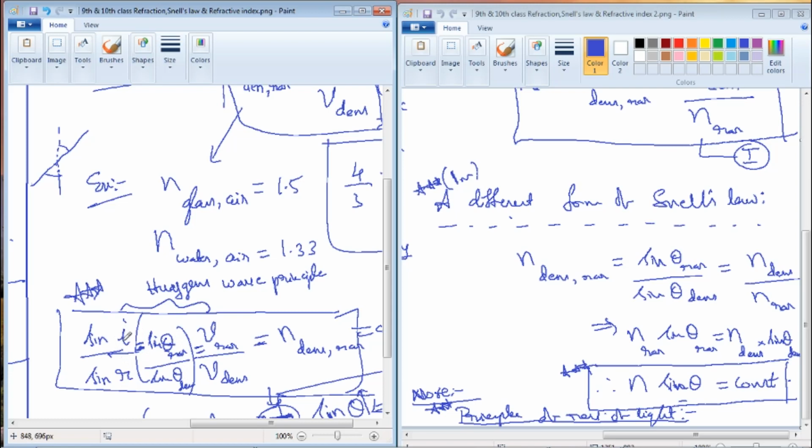Sin I by sin R is much simpler, but we should not take it as angle of incidence and angle of refraction. These can be called incidence and refraction only in the downward direction. For the upward direction, this will really be the refraction, and this will be the incidence. So it's better not to use the words angle of incidence and angle of refraction. Simply call them the angle in the rarer medium and the angle in the denser medium. Most textbooks follow this notation: whether the light ray goes from denser to rarer or rarer to denser, the angle in the rarer medium is always I, and the angle in the denser medium is always R. This is another very simple thing to remember.